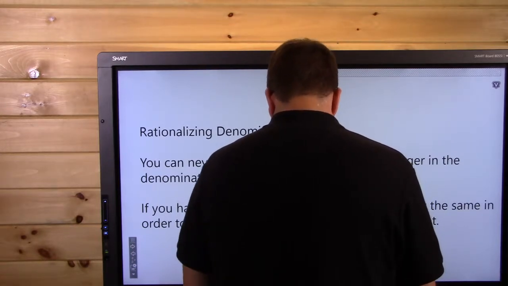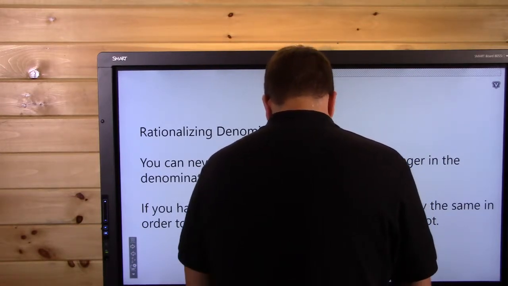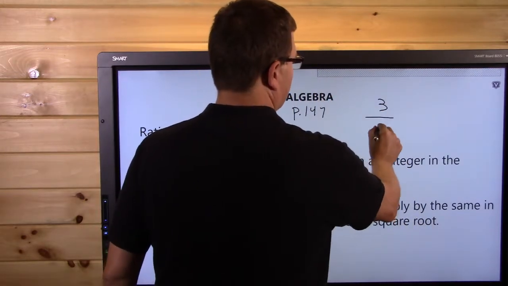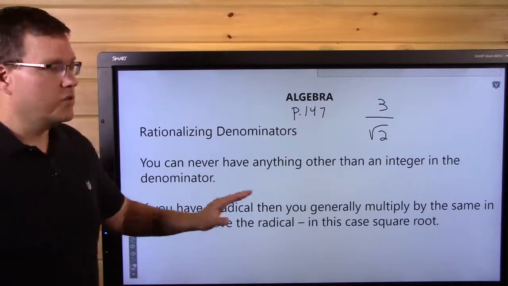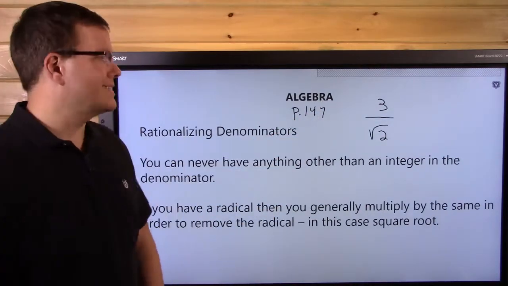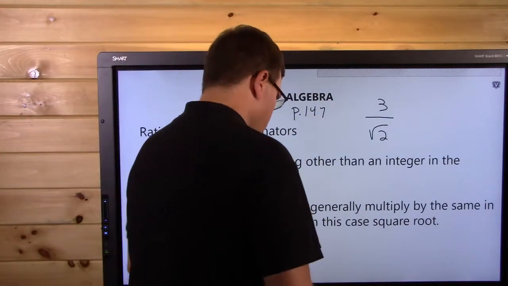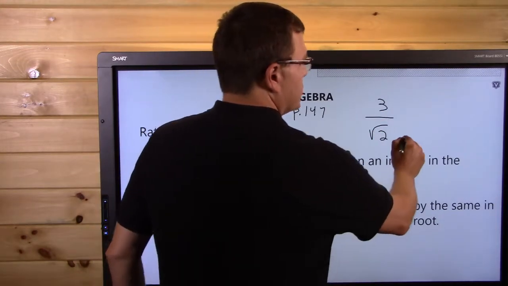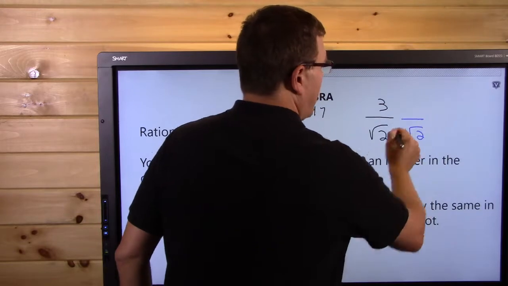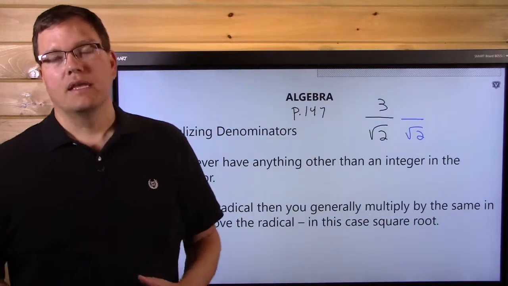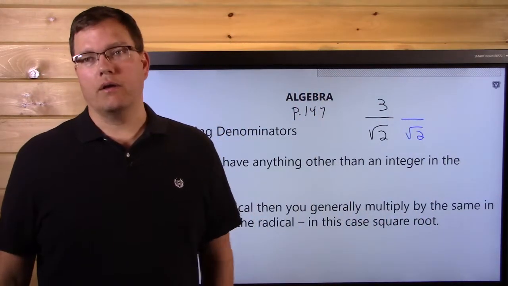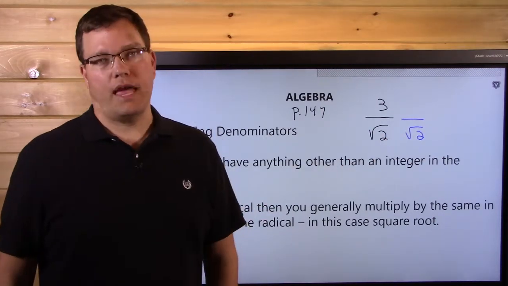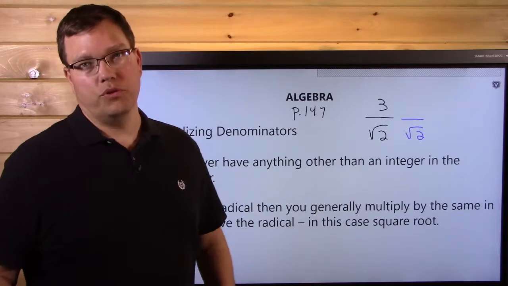So for example, let's say we had 3 over the square root of 2. So that's what I mean about multiplying it by itself to get rid of the square root. You can see on page 147 that says 3 over the square root of 2. So you then multiply that denominator by itself. I call it completing the square. I'm sure that's not the technical term for it. But you take the square root and you square that. And therefore, you're going to get rid of the root, right?